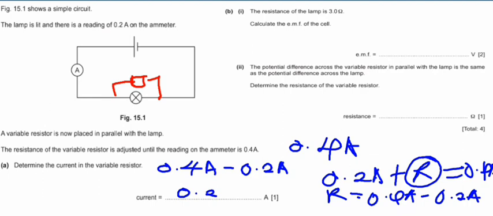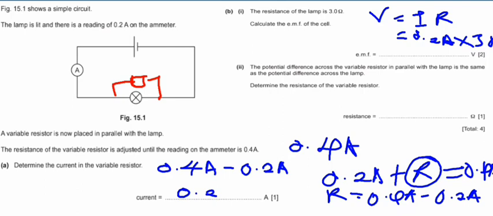So EMF, electromotive force, is the same as the voltage. Now since we know that current is equal to voltage divided by resistance, you can make V the subject of the formula. So it is just going to look like this. V is equal to current multiplied by resistance. So we are getting the voltage here. What is our current? The current for the lamp here is 0.2. So we are going to put 0.2 amps multiplied by the resistance that we have here. It is 3 ohms.